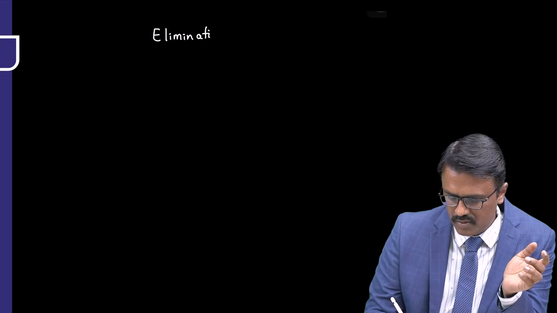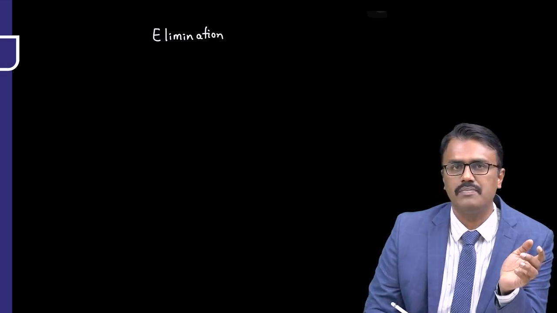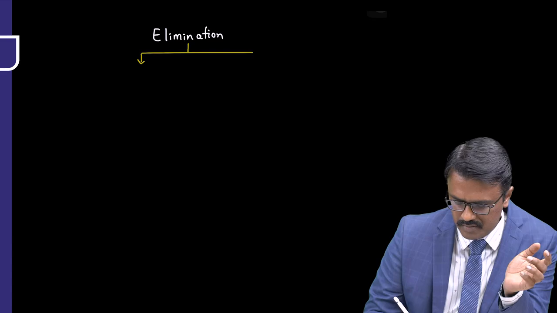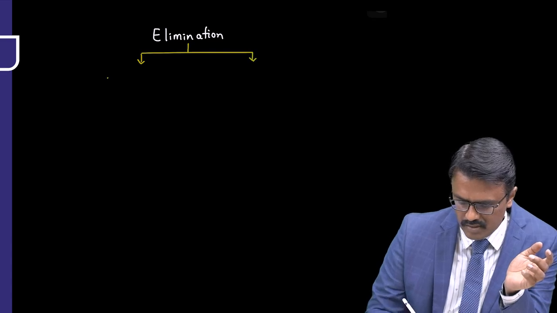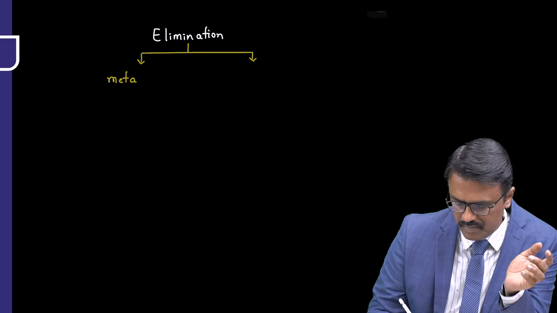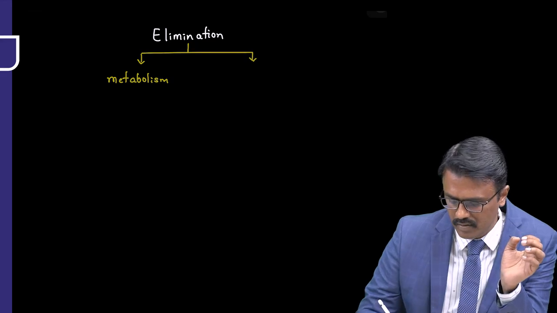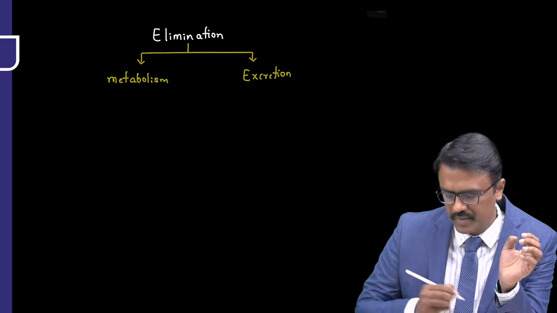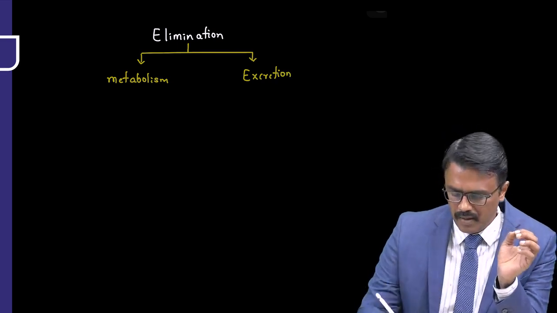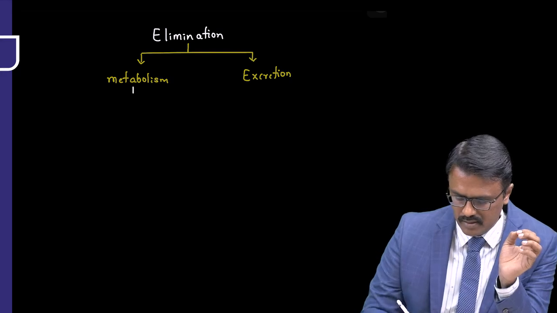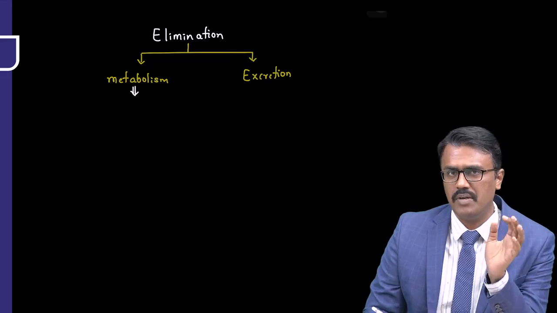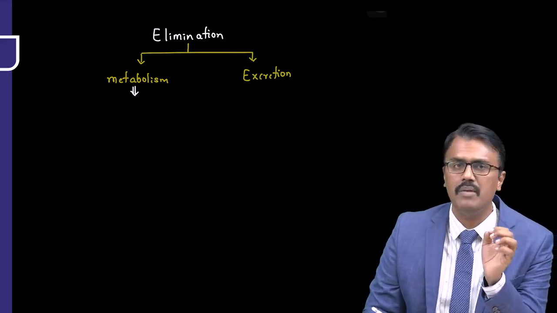So the body will try to throw the drug out. Now elimination has two important processes. One is called drug metabolism and one more is called drug excretion. Now there is a term for metabolism. The term is called biotransformation. Now what do we do in metabolism?